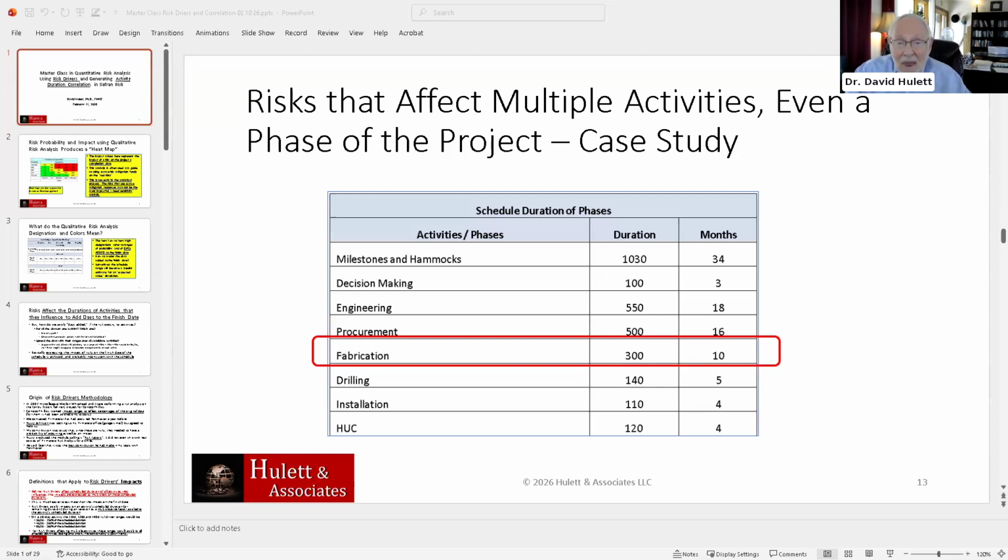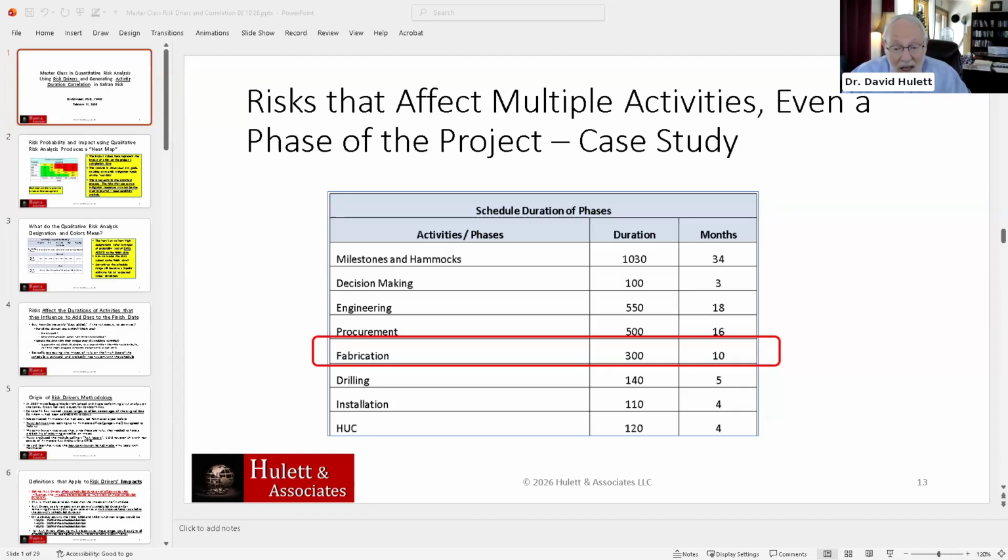Okay, now you say, look, one of the benefits of using risk drivers, because you're using the multiplicative factors, is that you can easily apply the risk to multiple activities, including, in this case, all the fabrication activities. Or if you're talking about field construction, it could be a field construction activity, or it could be engineering. I've got a project recently in mind where there were 900 activities associated with engineering, and they were having troubles. Well, okay, how do I get that information?